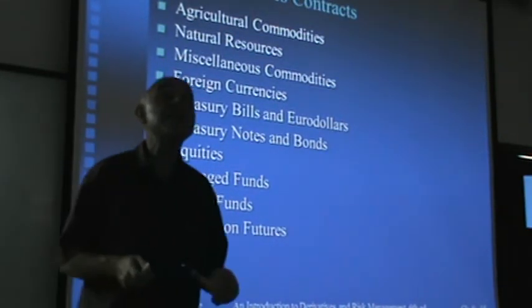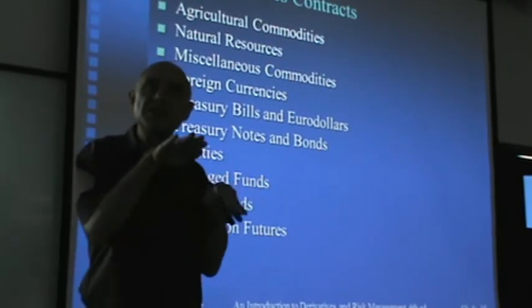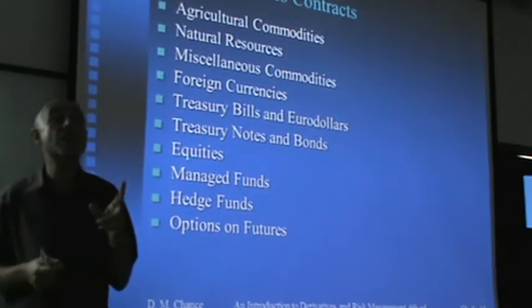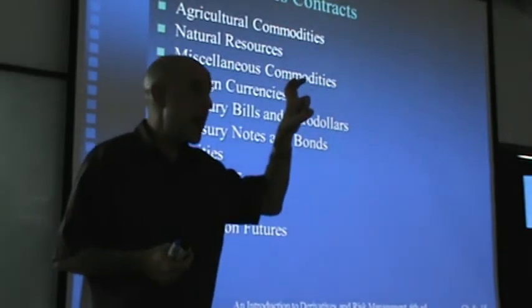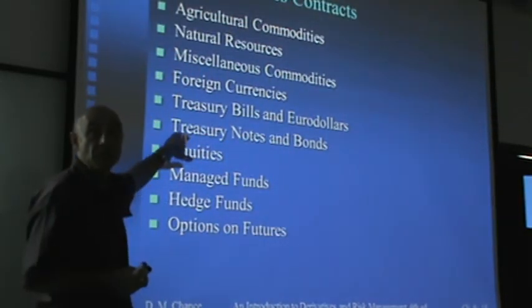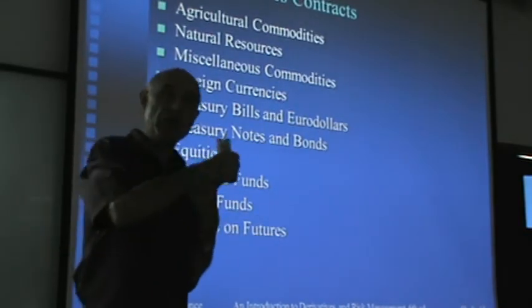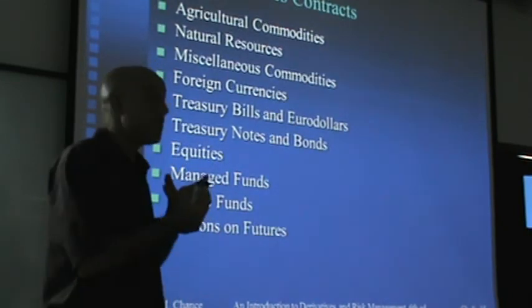Next one, Treasury bills in eurodollars. These will be interest rate derivatives. And I'll be explaining there's a little bit of a difference between an interest rate derivative and these. In an interest rate derivative, the underlying is an interest rate. And here, these are fixed income derivatives. The underlying is actually a bond, a treasury bill, a treasury note, or a treasury bond.